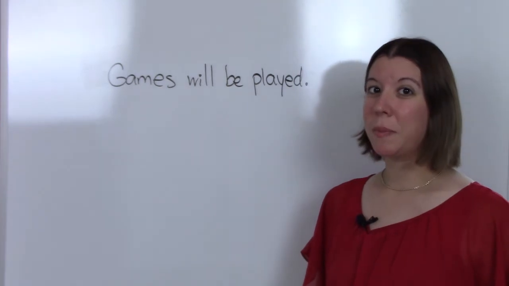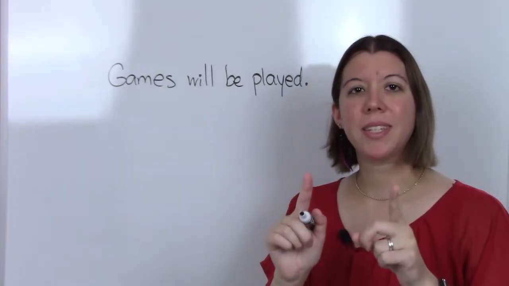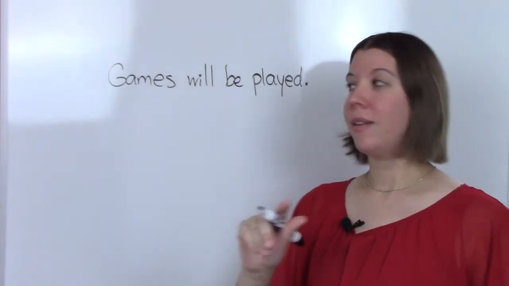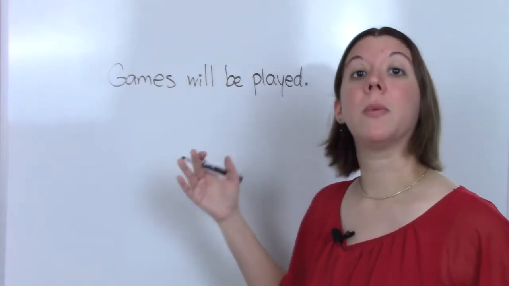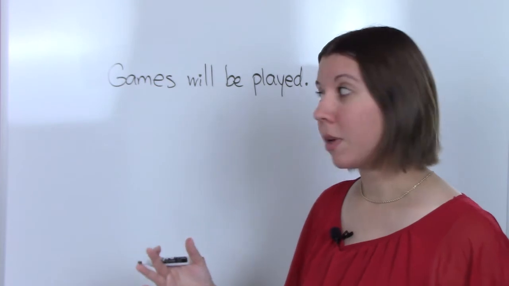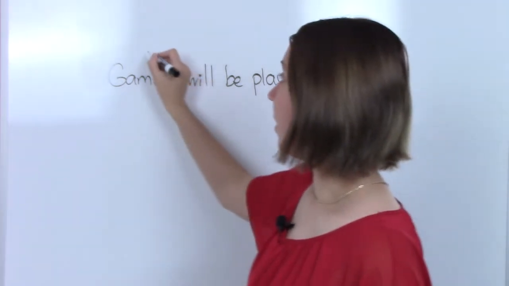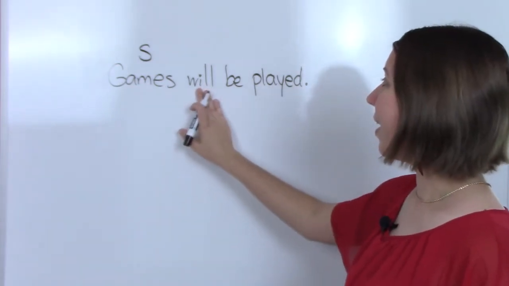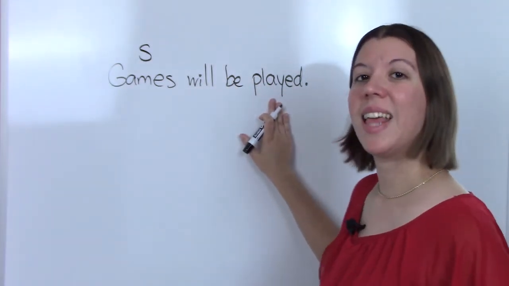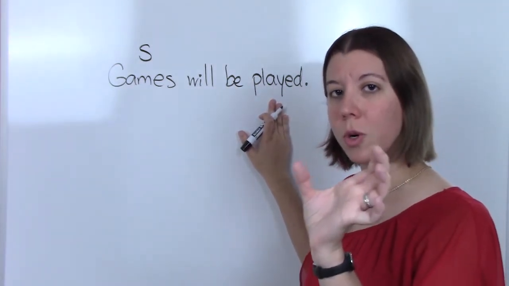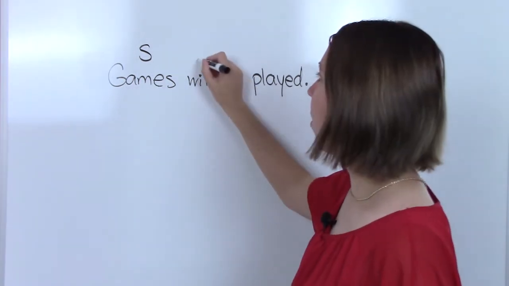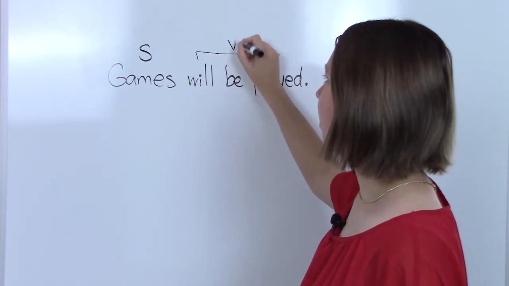All right, getting a little bit longer, but it's still a simple sentence. We still have one subject and one, in this case, it's a verb phrase, but we consider it to be one verb. My subject is games. Verb will be played. That whole chunk of words there, that whole thing counts as the verb. All of this, all three words, verb.